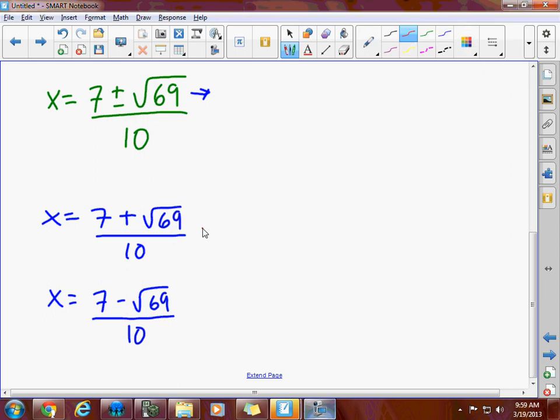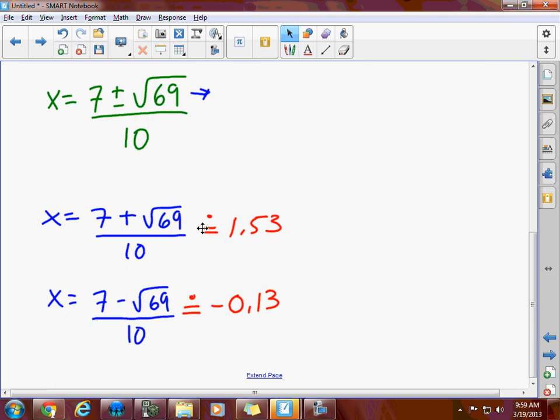The decimal approximation for this guy is 1.53 approximately. So if you want to check if you could do it in your calculator, it's 1.53. And this guy, the decimal approximation, is negative 0.13. Exact values are kind of where we want to be. Decimal approximations are good just to get your head wrapped around exactly where this point sits on the x-axis.